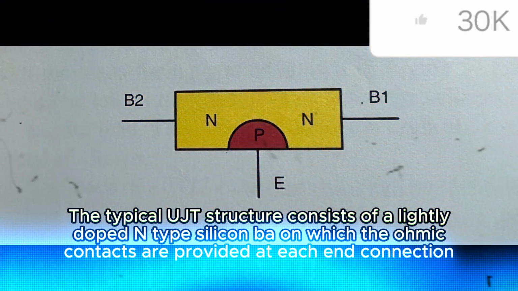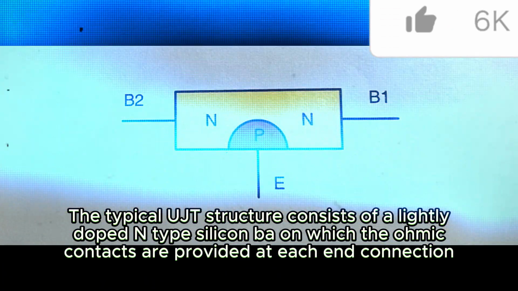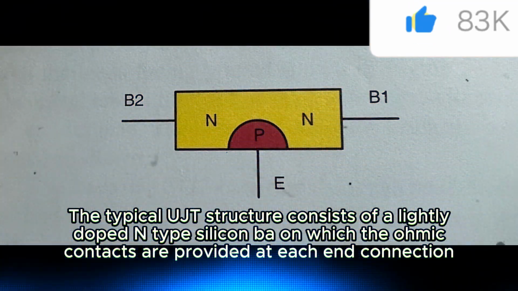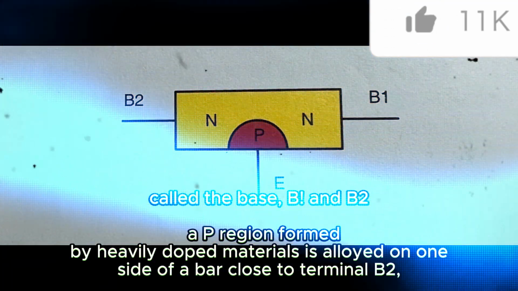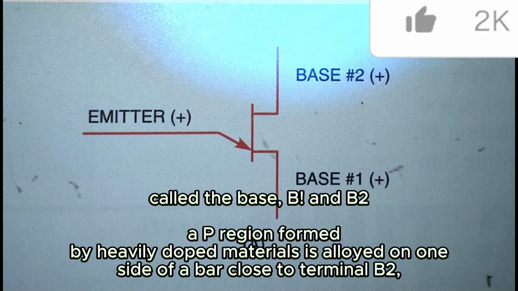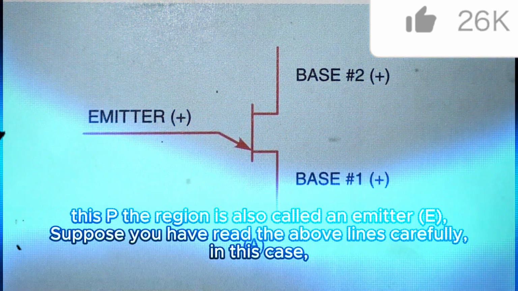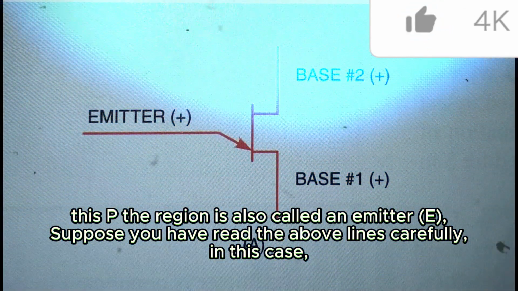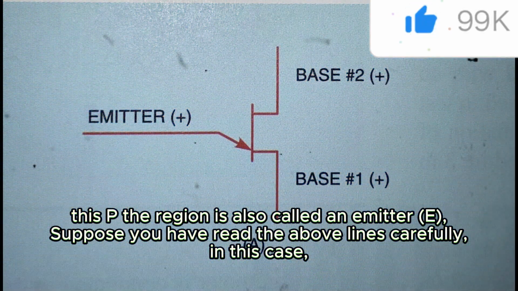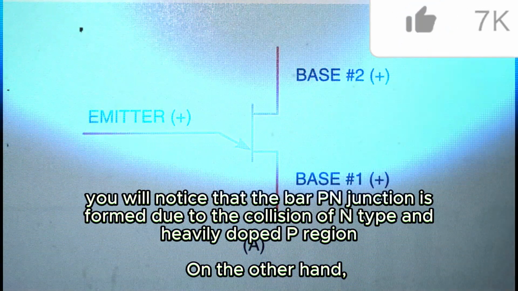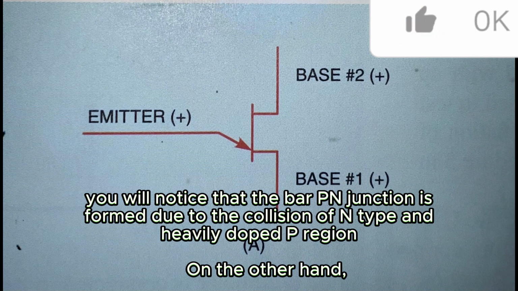The typical UJT structure consists of a lightly doped N-type silicon bar on which ohmic contacts are provided at each end. The connections are called the bases, B1 and B2. A P region formed by heavily doped material is alloyed on one side of the bar close to terminal B2. This P region is also called the emitter, E. If you have read the above lines carefully, you will notice that the PN junction is formed by the junction of the N-type bar and the heavily doped P region.